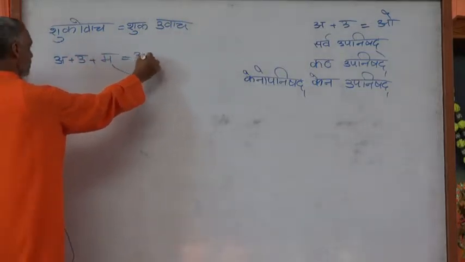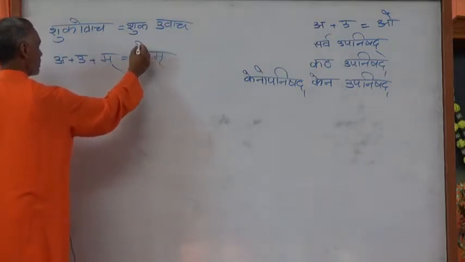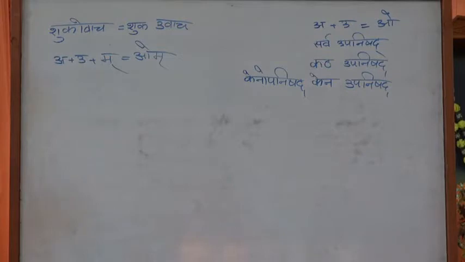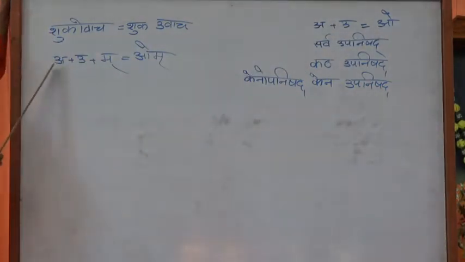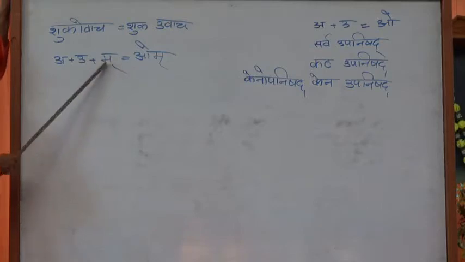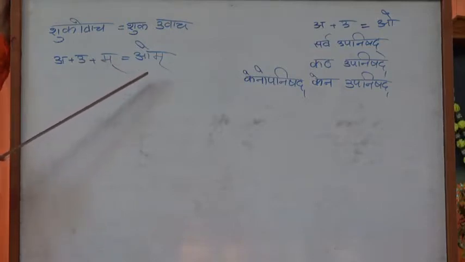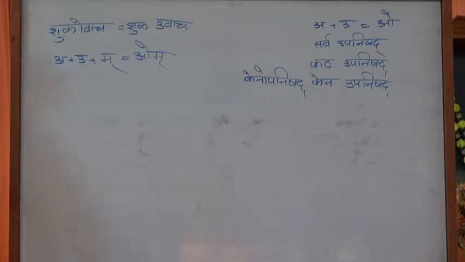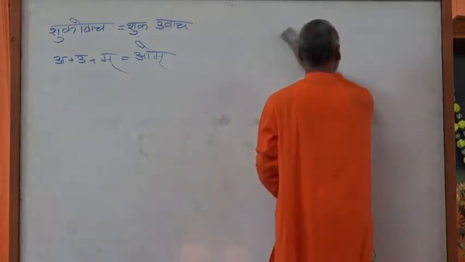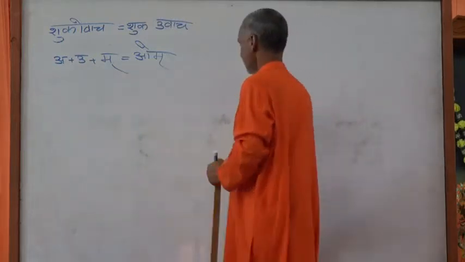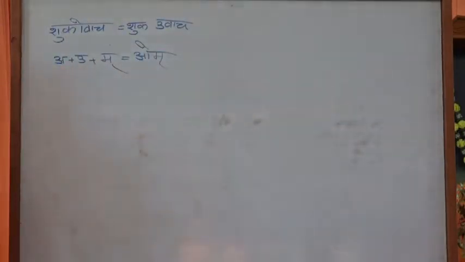What you get? Just now I told you the rule. A plus U is equal to O. Here, A plus U plus Mahalan. That's how you get? Om. Om, sweet Om. All right. So these are all the simple Sandhi rules.